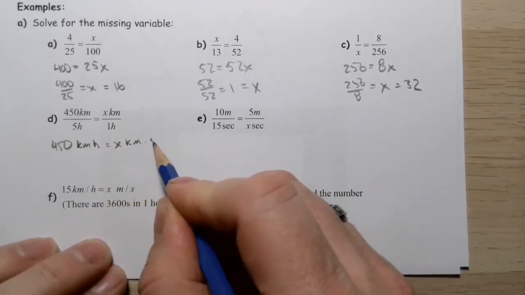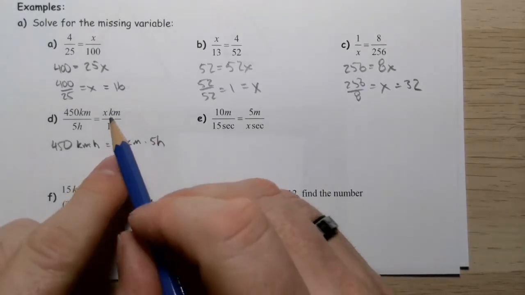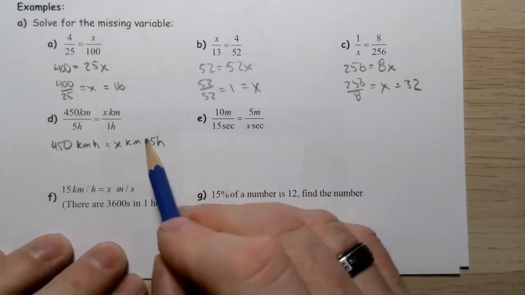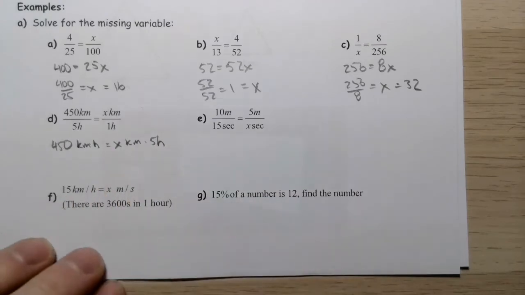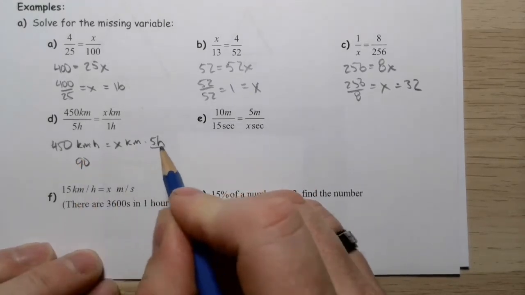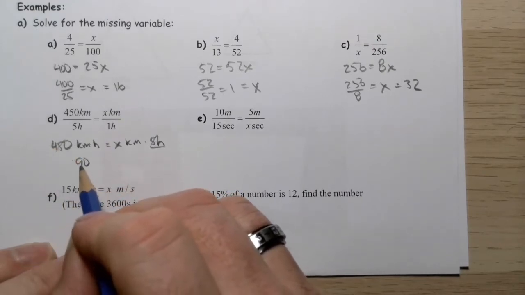kilometers times 5 hours. Now, bear in mind, I'm going to keep the unit together here with the variable, and then that 5 hours. So now I'm going to divide by 5 hours. So we're going to get 450 kilometer hours, and we're going to divide by 5 hours. So when you divide by the 5 hours, we're going to count that 5 out. 450 divided by 5 will be 90.